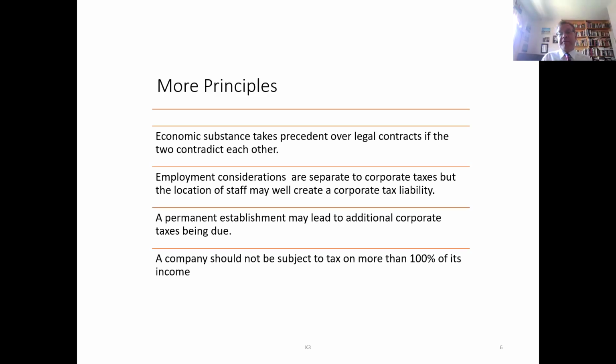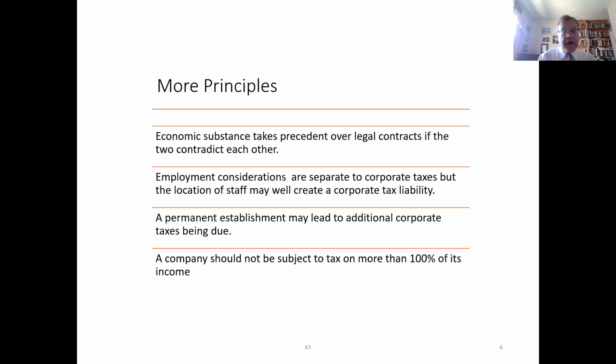Other elements, a permanent establishment may lead to additional corporate taxes being due. So going back to my example in terms of my bird feeder boxes, which are sold in the Netherlands, as I say, if I start establishing a presence in the Netherlands on a permanent basis, I could end up with a permanent establishment and therefore tax in the Netherlands as well.